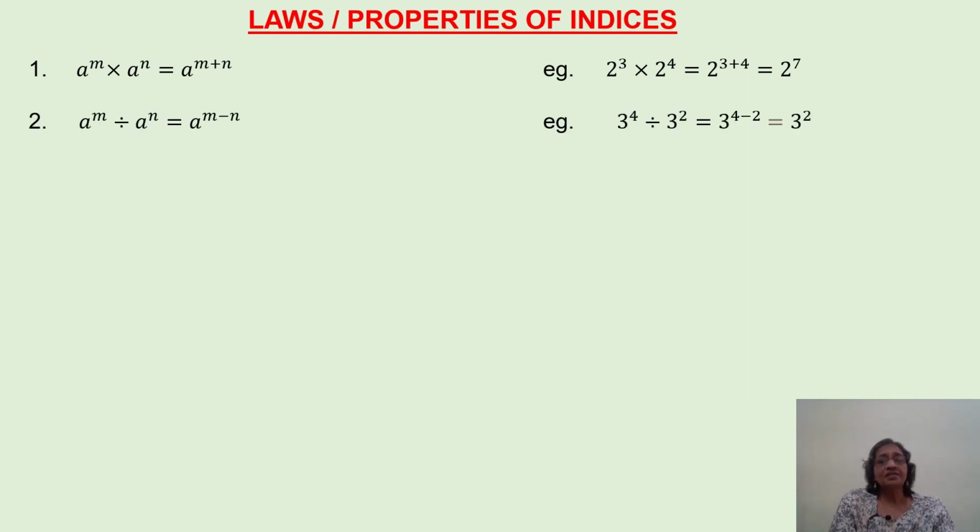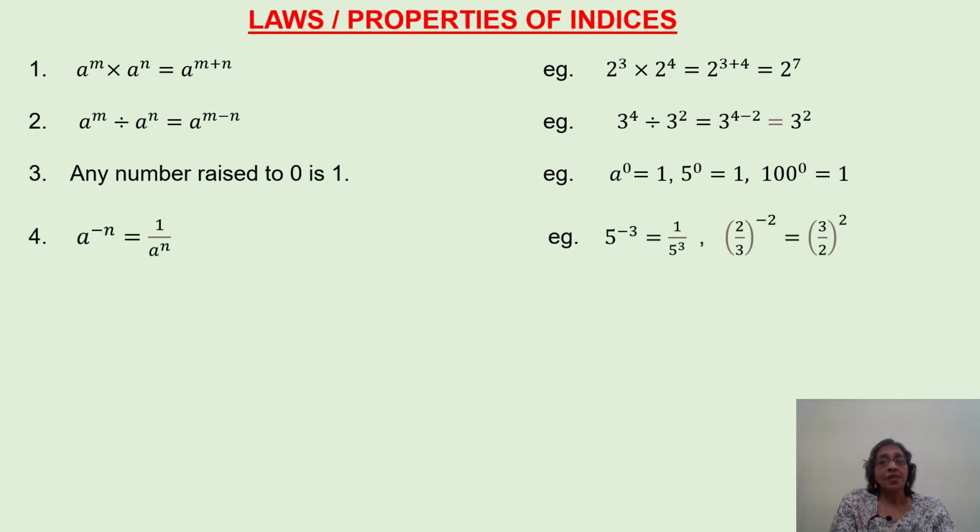Now coming to the laws and properties of indices. The first law is called the multiplication law. a raised to m into a raised to n is nothing but a raised to m plus n. The next property, instead of the multiplication, we have a division, so the index numbers are subtracted. Any number raised to 0 is 1. Very important property: a raised to minus n is nothing but 1 upon a raised to n, which is taken as the reciprocal.